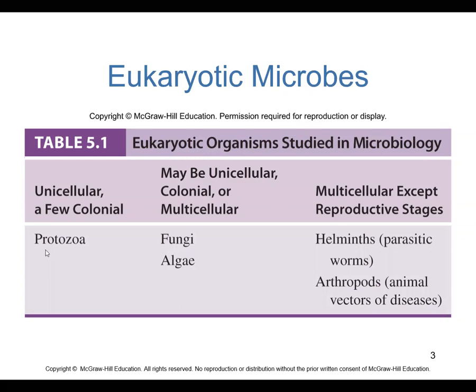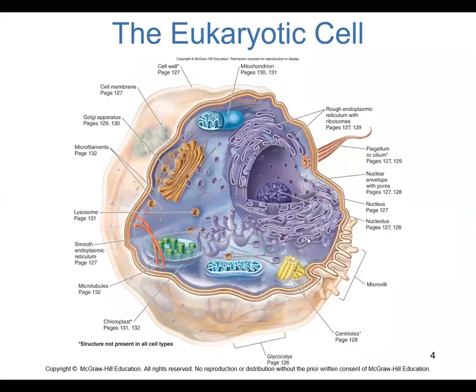In here, we're going to talk a little bit about protozoas, some fungi, algae, helminths. We're not really going to talk about the arthropods other than the fact that they are vectors for diseases. In this particular drawing or picture here, this is not representing any one particular organism, because no one particular organism has all organelles. So like if it's got flagella, the odds are it doesn't have chloroplast, but it could.